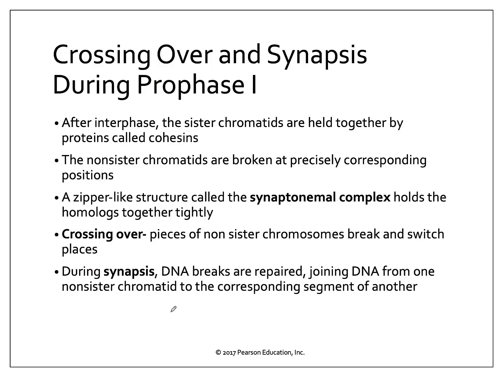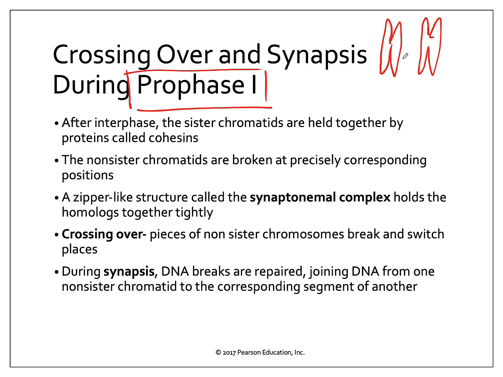Crossing over is only going to happen during prophase 1. You absolutely need to know that. That'll definitely be on the test. And what happens is the chromosome from mom and the chromosome from dad find each other. And the chromosomes are going to cross over.